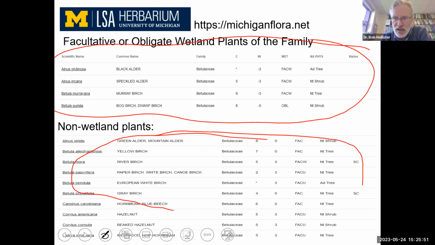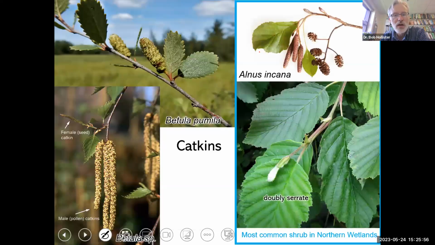I'll go over the 2 genera in just a second, but there's more that are non-wetland, but these are the ones that you'll commonly see. So I've just got some pictures of some birch here, and here are your catkins. Most of you would probably know your white paper birch, really easy because of the bark. These are some shrubs. Betula pumila is a little cute shrub that's in peatlands. I actually see it pretty regularly.